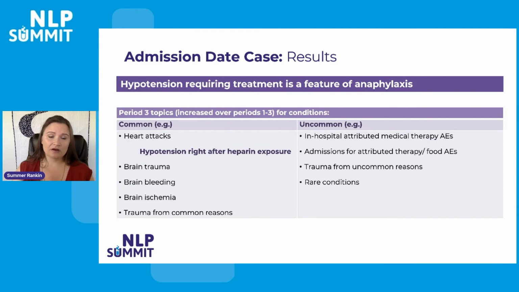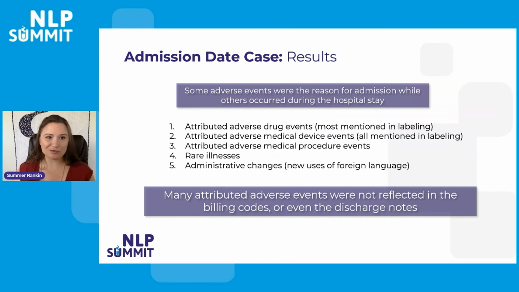We actually ended up pulling out common things as well as uncommon things as actual topics. The thing that was related to heparin here were heart attacks. This hypotension right after the heparin exposure resulted in heart attacks, and we did see an increase there. We also saw an increase in things like brain trauma, brain bleeding, trauma from common reasons, as well as rare conditions. There were a few different topics that modeling just seemed to show as rare conditions. And admissions that had attributed adverse events, like an anaphylaxis from a drug that was actually written down in the text, for example. That was interesting and nice to see that the method was pulling that out.